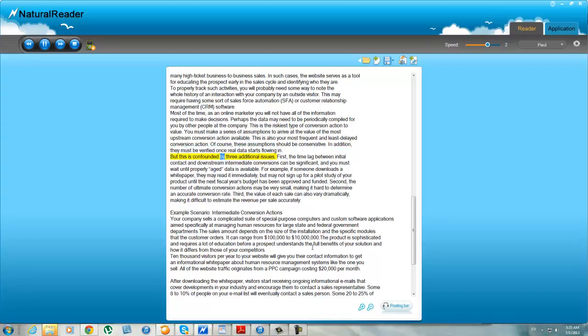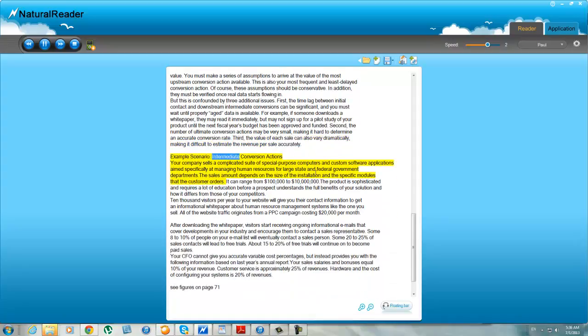But this is confounded by 3 additional issues. First, the time lag between initial contact and downstream intermediate conversions can be significant, and you must wait until properly aged data is available. For example, if someone downloads a white paper, they may read it immediately, but may not sign up for a pilot study of your product until the next fiscal year's budget has been approved and funded. Second, the number of ultimate conversion actions may be very small, making it hard to determine an accurate conversion rate. Third, the value of each sale can also vary dramatically, making it difficult to estimate the revenue per sale accurately.